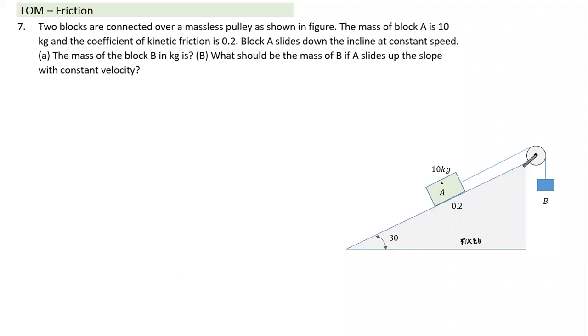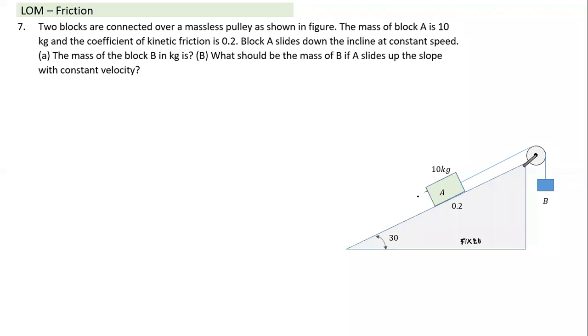The mass of this block is given as 10 kg. Coefficient of friction is equal to 0.2, kinetic friction. And this can slide on the surface, angle is 30 degrees. If block A slides down the incline at a constant speed, it is moving down the slope, and the moment it is moving, what kind of friction? It has to be kinetic friction.